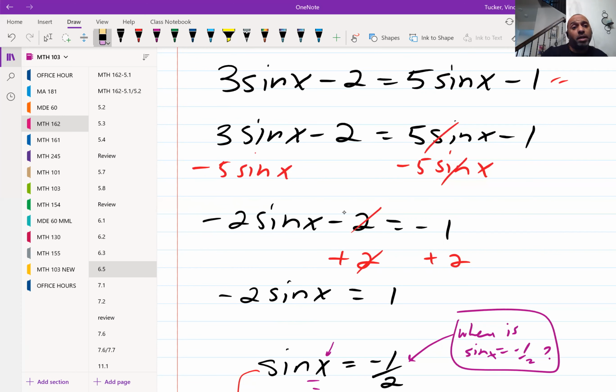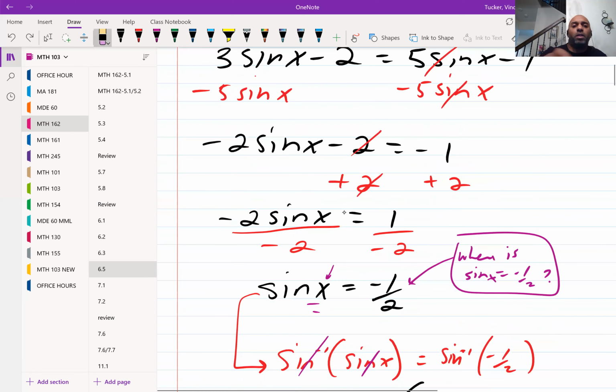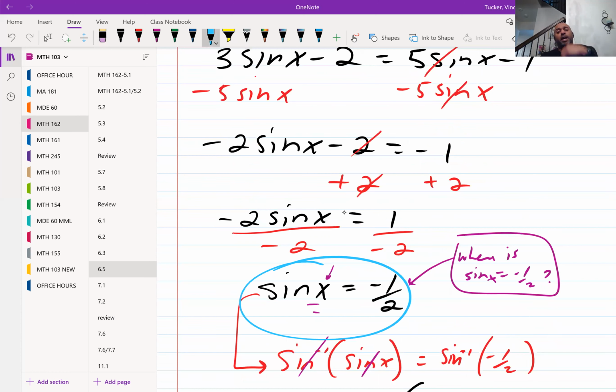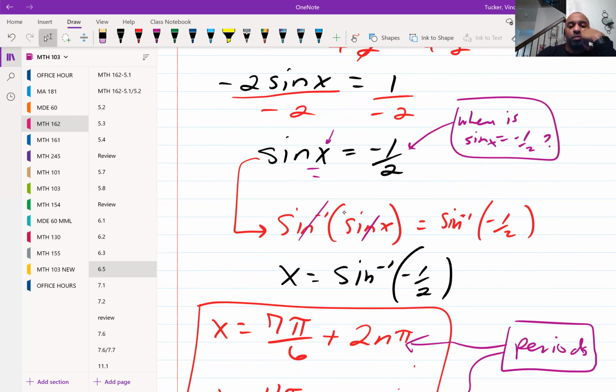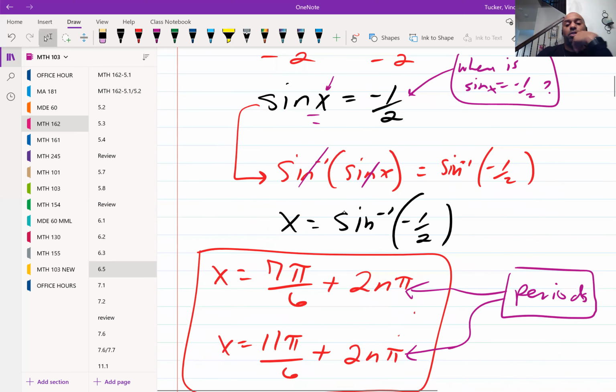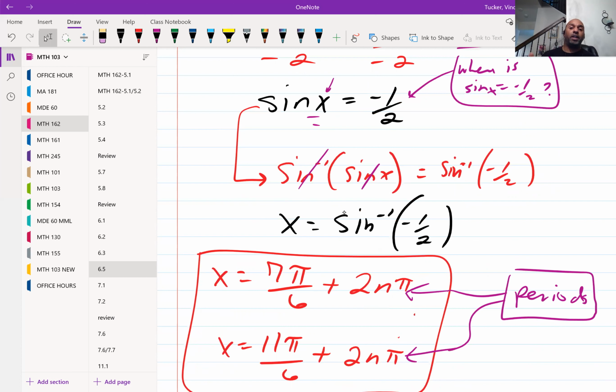Now I need to divide both sides by negative 2. And so now I'm sitting here with sine x equal to negative 1/2. And so we want to answer the question, when is sine x equal to negative 1/2? Or in other words, if we apply sine inverse to both sides of our equation so that sine can cancel, leaving us with just x on the left side. And then on the right side, we're looking at sine inverse of negative 1/2. All right. So we want to know, when is sine negative 1/2?